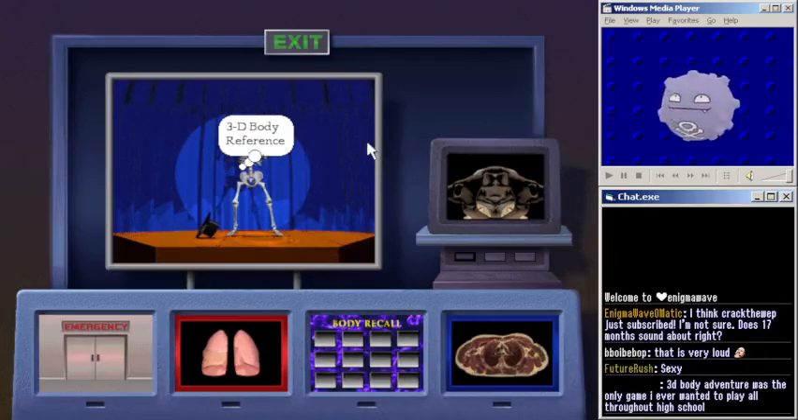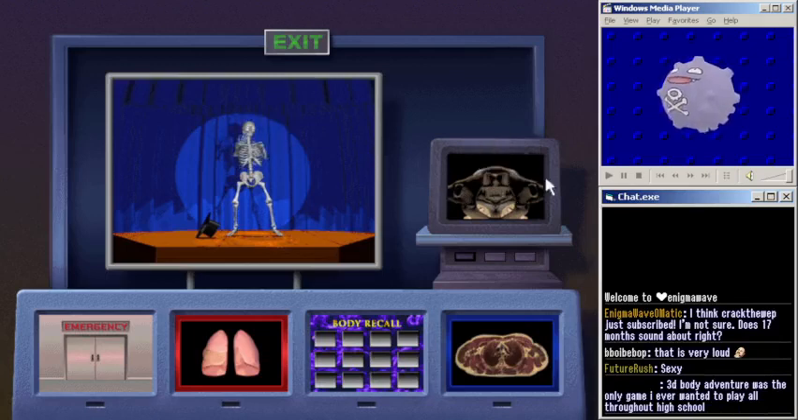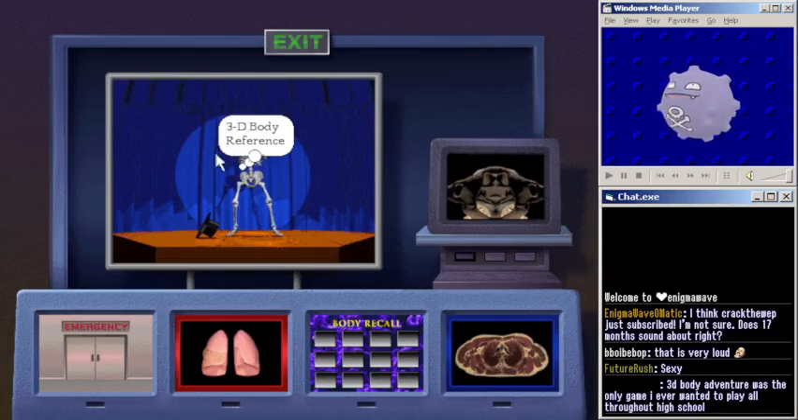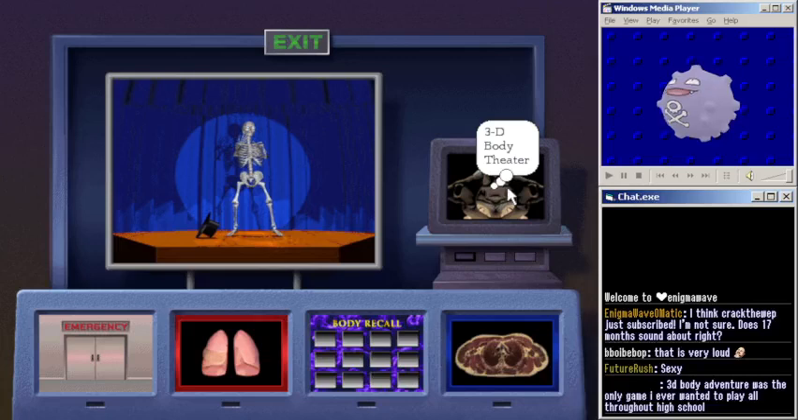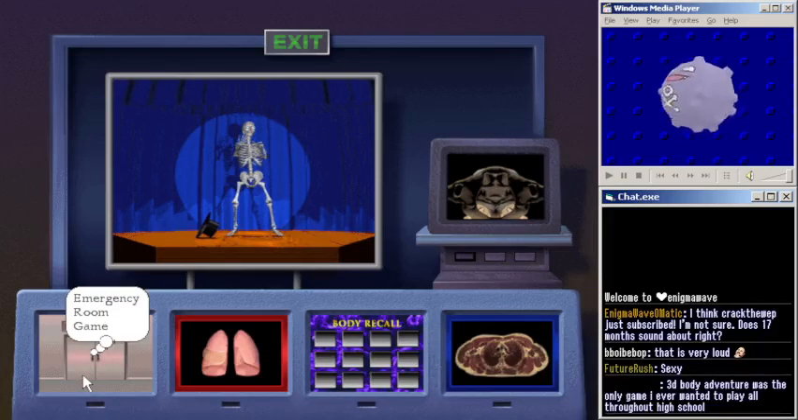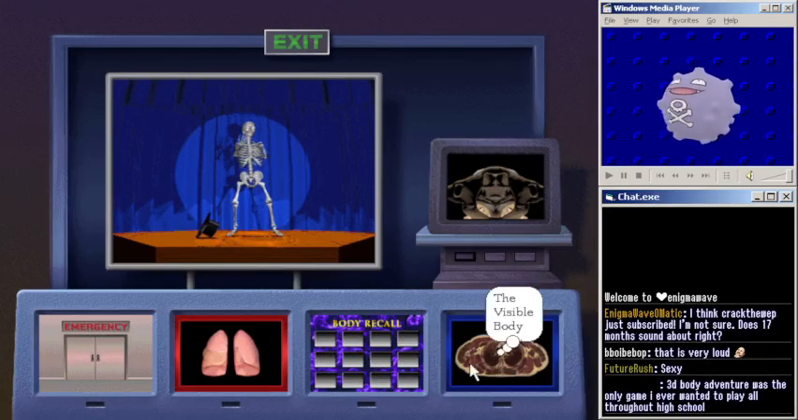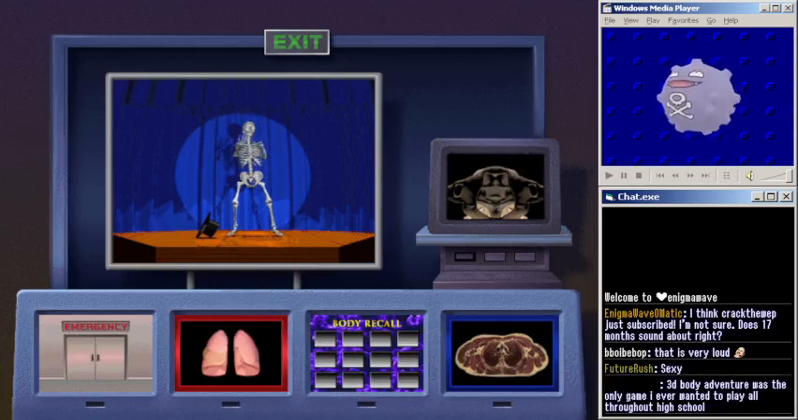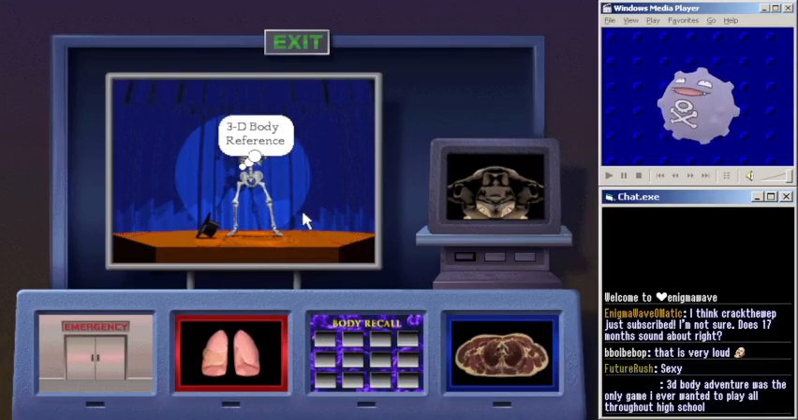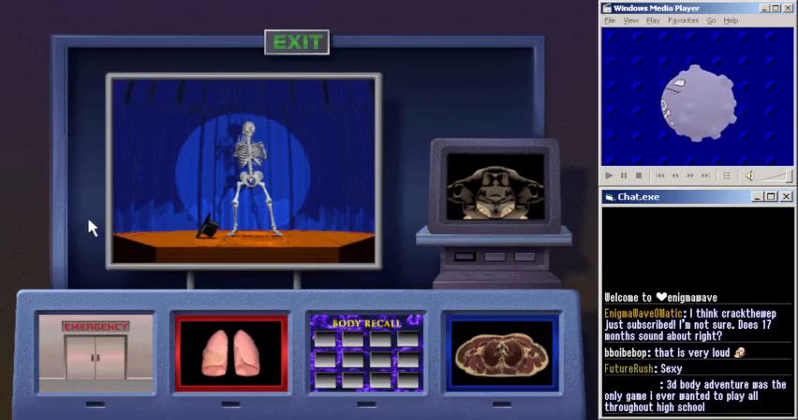3D Body Adventure was the only game I ever wanted to play all throughout high school. Oh, yeah. So what do we have? We have the 3D Body Reference, 3D Body Theater, Emergency Room Game, 3D Body Models, Body Recall Game, and the Visible Body. It's very encyclopedia-like, so we're not gonna listen to every single article in the encyclopedia, but just see how each thing works. Let's go on a 3D body adventure.